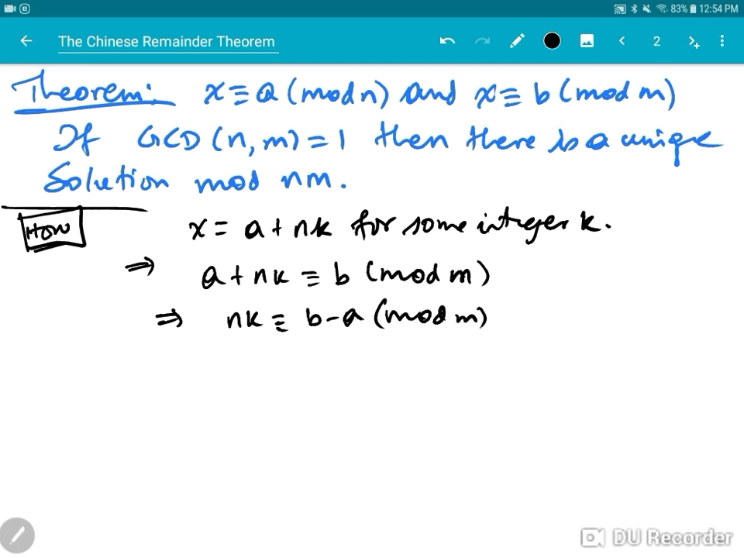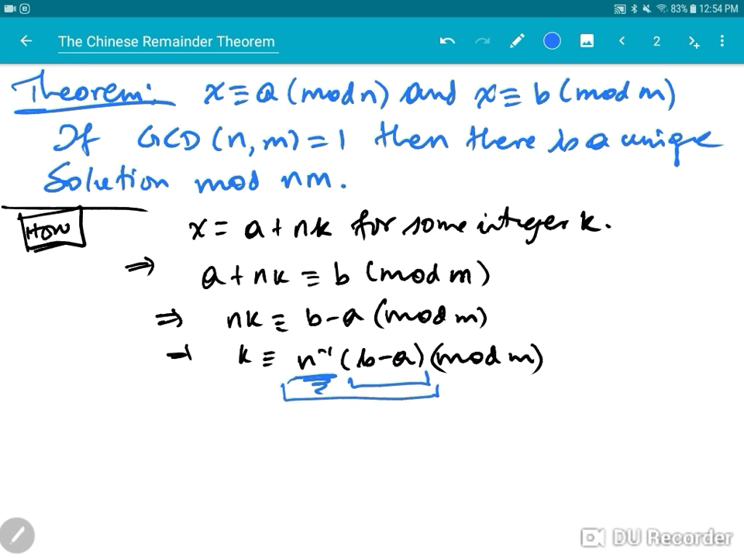All right. So notice the GCD of n and m is 1, so n is invertible mod m. So I'm going to write k as n inverse times b minus a mod m. So basically what this recipe is telling me is find the inverse of n mod m and then multiply it by b minus a. That will give you the value of k. Once you get the value of k, put it back into this equation, and that will give you x. All right, take it.